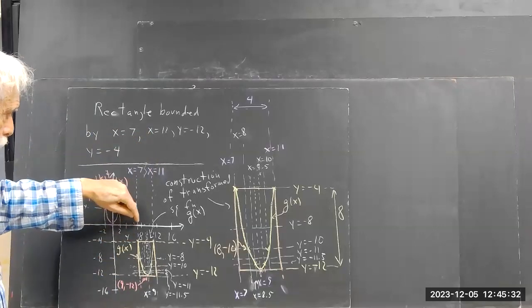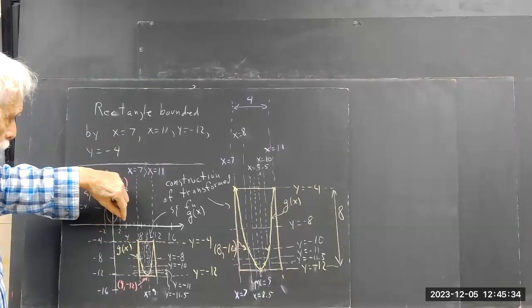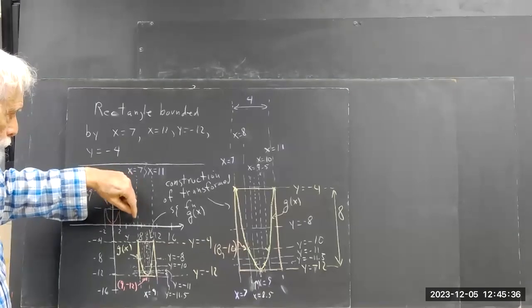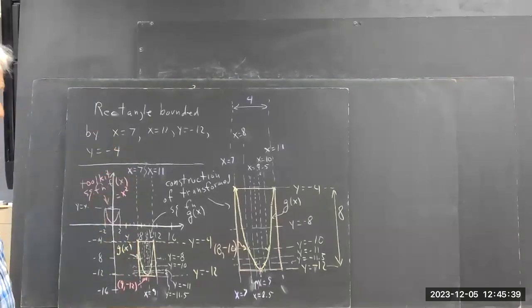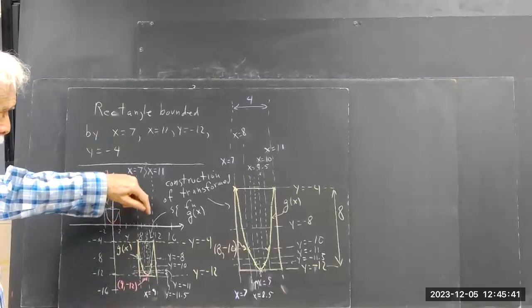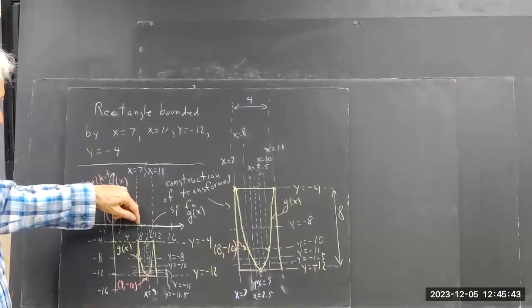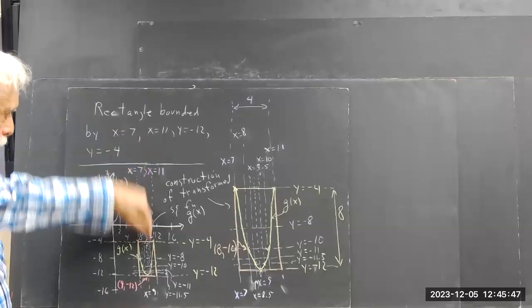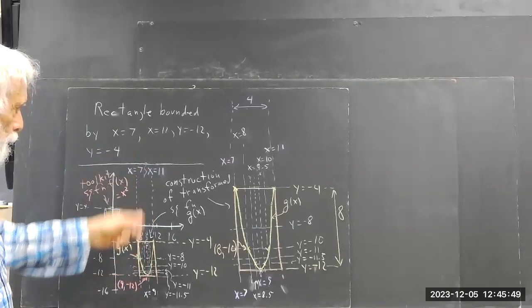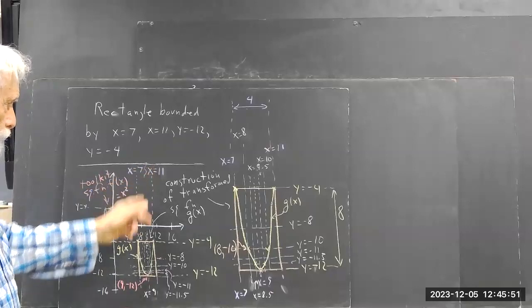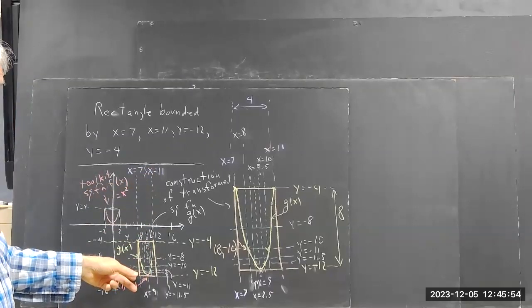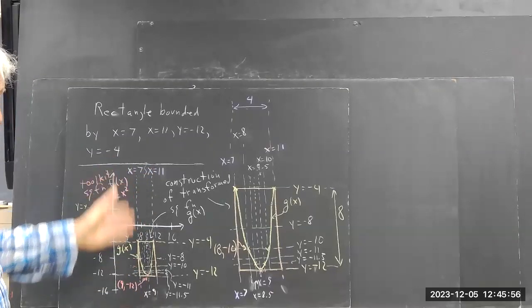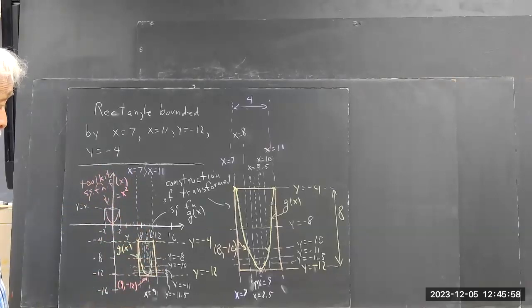And x equals 7 is going to be right here. I take the interval from 4 to 8, divide it into 4 equal pieces, and there's x equals 7. And over here, same thing, from 8 to 12, I divide it up and I get x equals 11. So I've got these two vertical lines, x equals 7 and x equals 11, and they're going to be part of the boundary of the rectangle that I'm going to get.